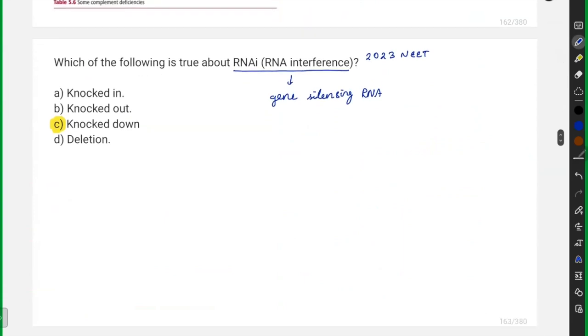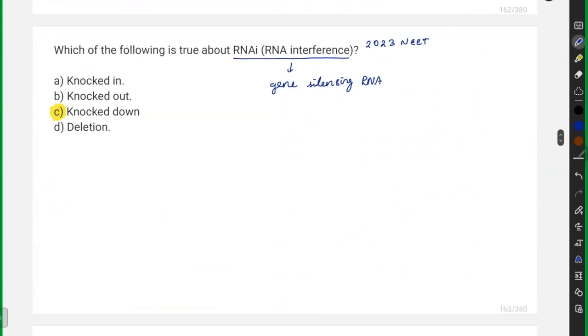Okay. Now, which of the following is true about RNAi? RNAi is nothing but interference RNA. This one question was asked in the 2023 NEET PG exam. That is why I just added some points. Just note down some points, maybe it will be helpful for you. So you're not going to read it anywhere separately. Just write it down, and it may be helpful for you.